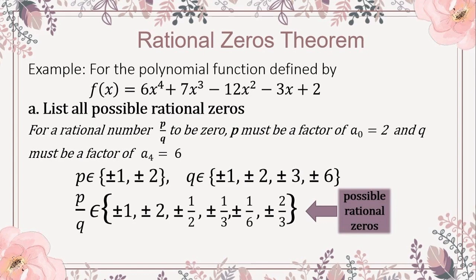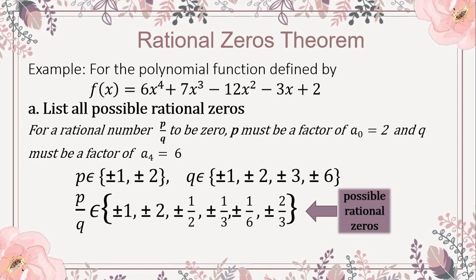So we have here our first example of how the rational zeros theorem works. Take the polynomial function defined by f of x is equal to 6x to the power of 4 plus 7x cubed minus 12x squared minus 3x plus 2. We want to find our possible rational zeros. The first thing we are going to do in the rational zeros theorem is to list all the possible rational zeros.